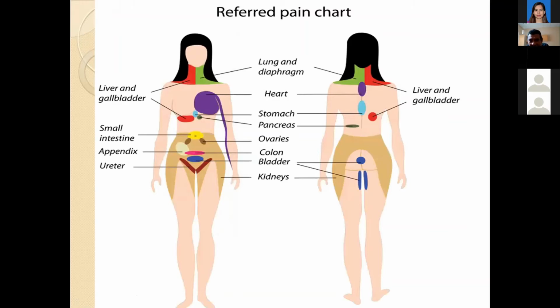This is in females, because a female has extra organs, such as the ovaries, which overlap with other organs. For example, the ovaries may overlap with the appendix. So we need to examine the patient carefully and locate the area of pain carefully to avoid unnecessary surgery for the patient.